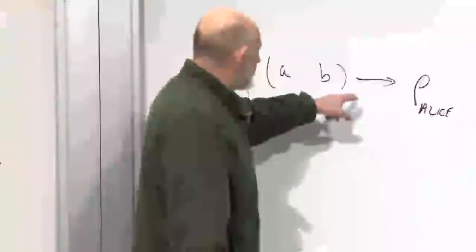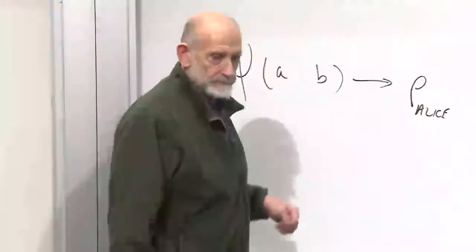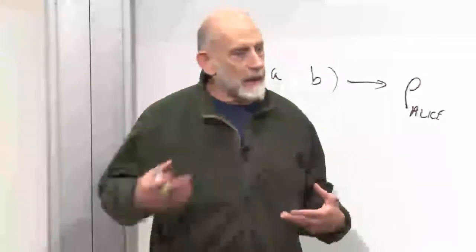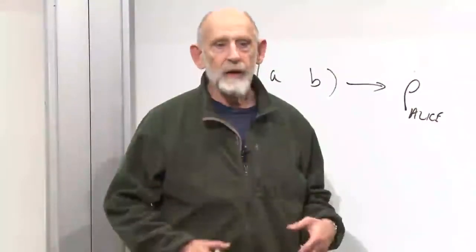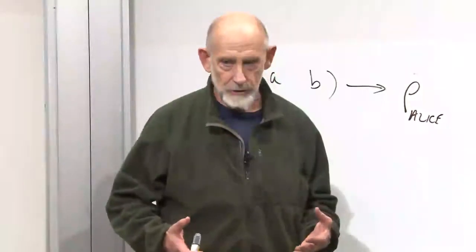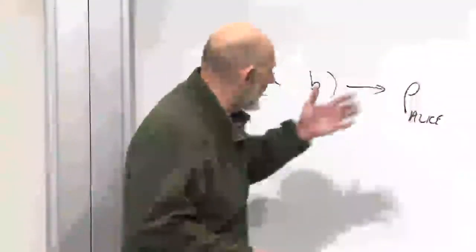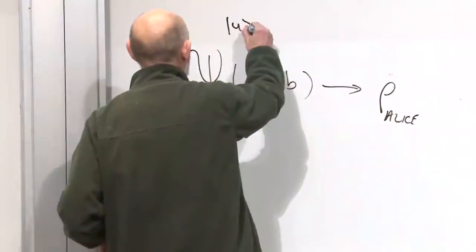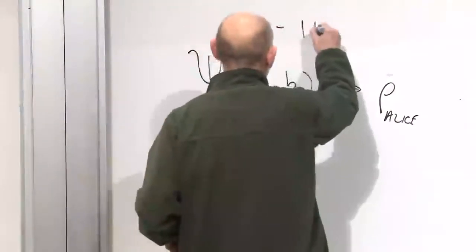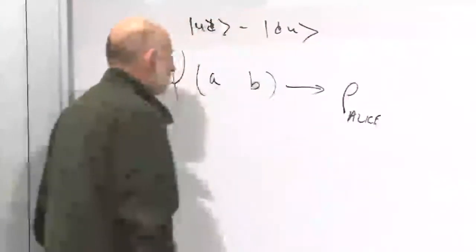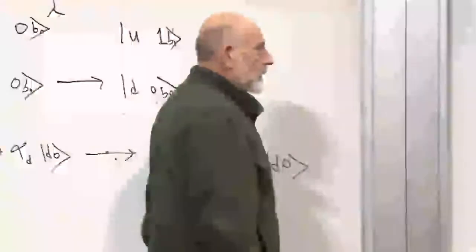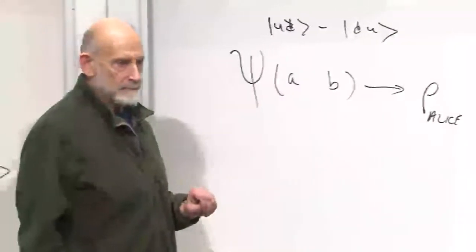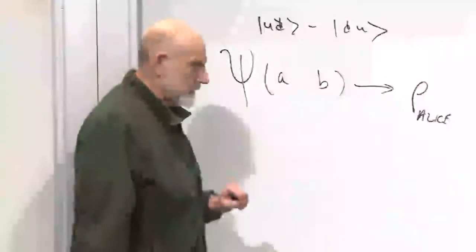Now, of course, he can do an experiment on his subsystem, and after he's done the experiment, he can then send a telegram to Alice far away in the standard way that you send messages and tell her what the result was. So again, this is an entangled state. It could be up, down, minus down, up. When Bob does a measurement on his spin, it has no effect on Alice's density matrix.